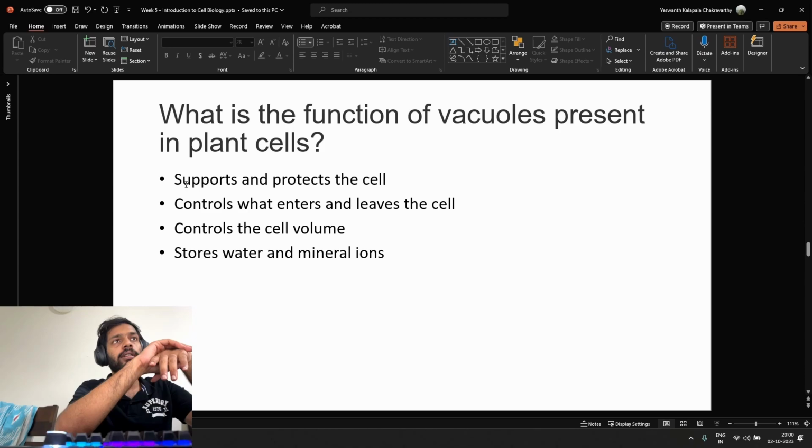Okay, so what is the function of vacuoles present in plant cells? They support and protect the cell, they control what enters and leaves the cell, they control the cell volume, or they store water and mineral ions. I think B. You're saying they control what enters and leaves the cell? Okay, so actually, the major purpose of vacuoles is to store water and mineral ions for the plant. So they harbor a vast amount of water and mineral ions so that it does not dehydrate and run out of nutrition.